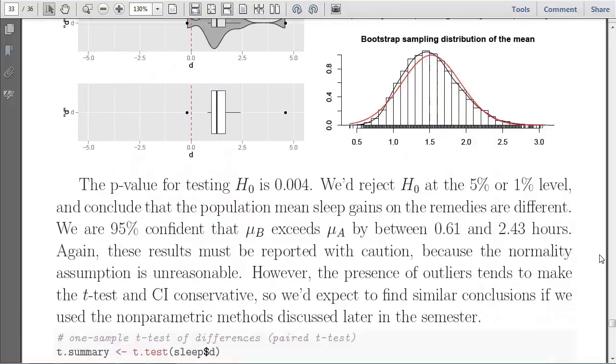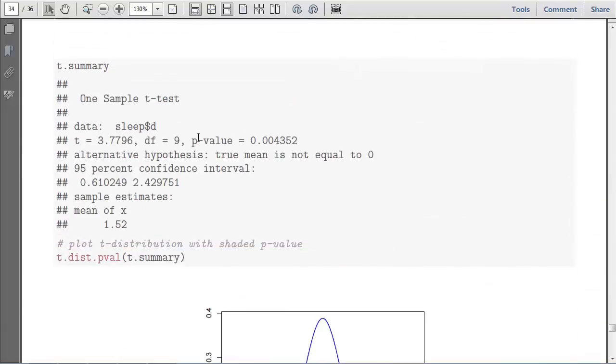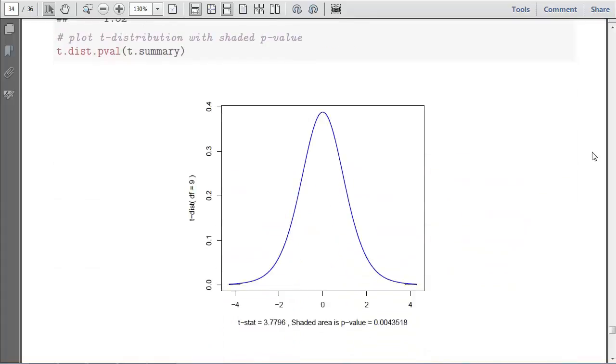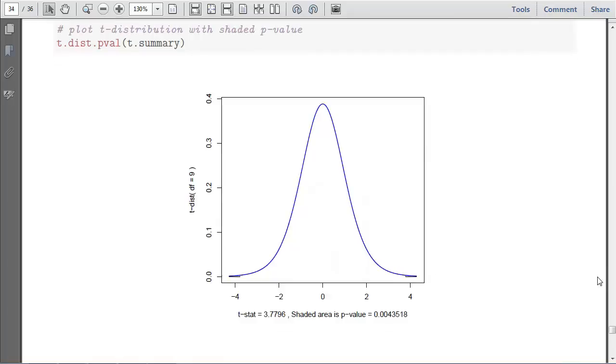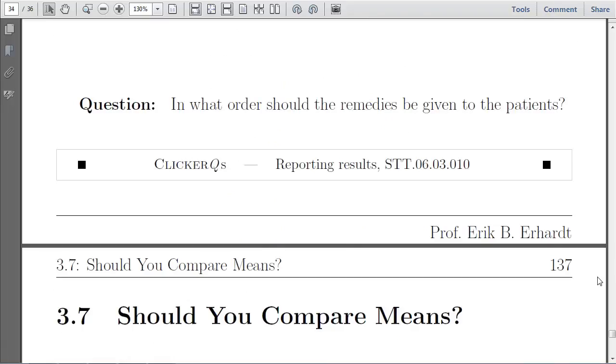So even though I feel uncomfortable about this particular p-value, I'm quite certain that the inference here would lead to the same conclusion even if we did a non-parametric test from chapter 6. All right, here's our tiny, tiny p-value, almost 4 standard deviations away out in the tail. All right, so that's paired data.